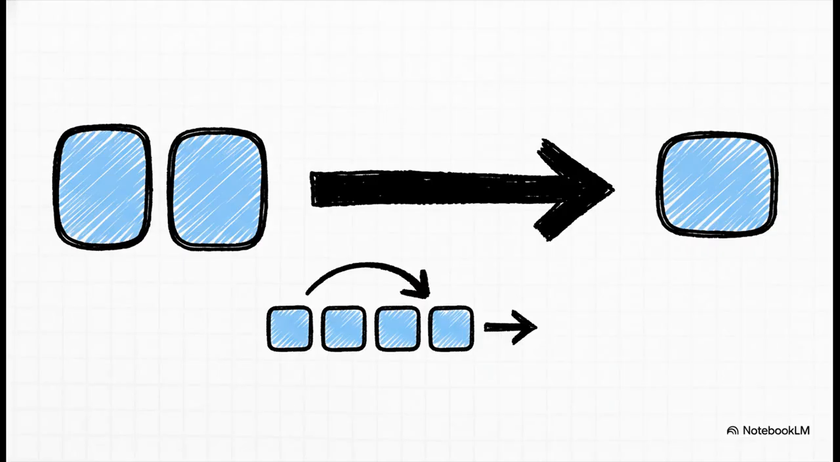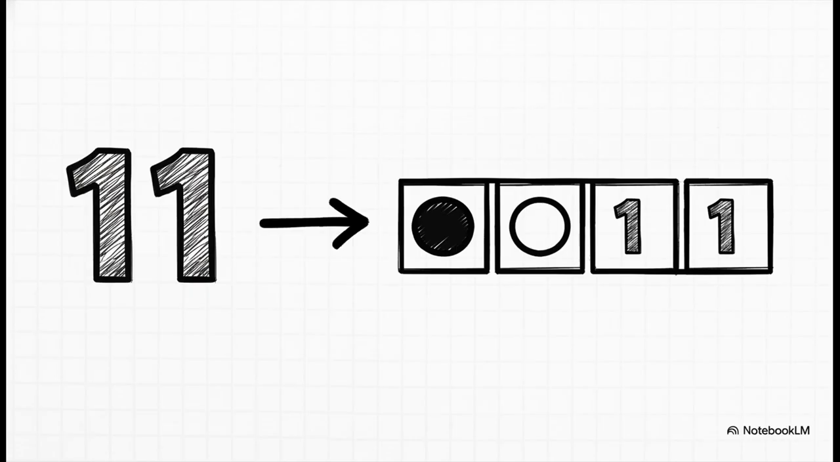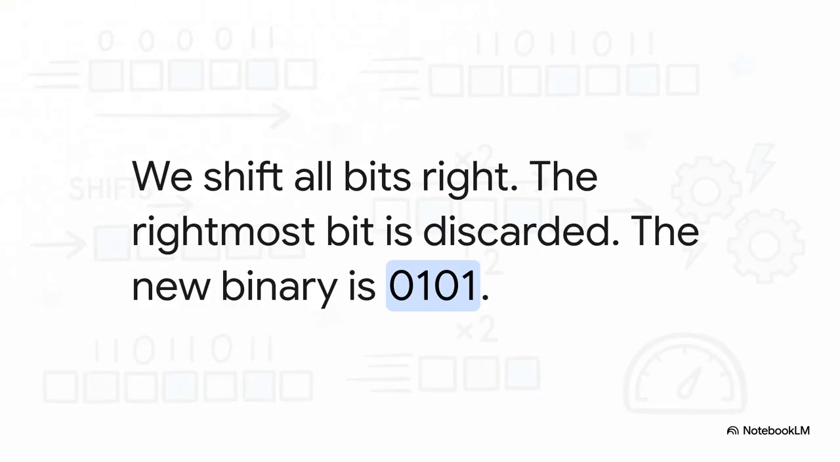Okay, so if shifting left is multiplication, it kind of makes sense that shifting right would be division, right? And it is. Shifting the bits one spot to the right is the same as doing an integer division by 2. Let's stick with our friend, the number 11, which is 1011 in binary. So this time, we slide everything to the right. The whole pattern moves over one spot, and that rightmost 1 bit, well, it just gets discarded. It falls right off the end, into the void.